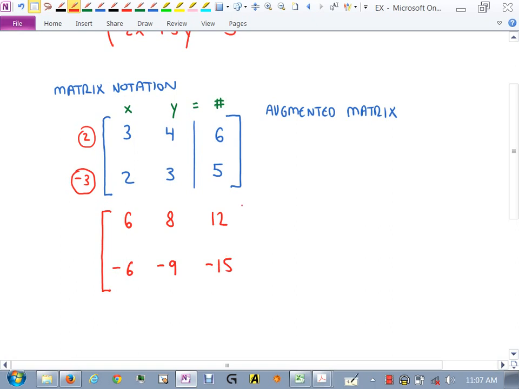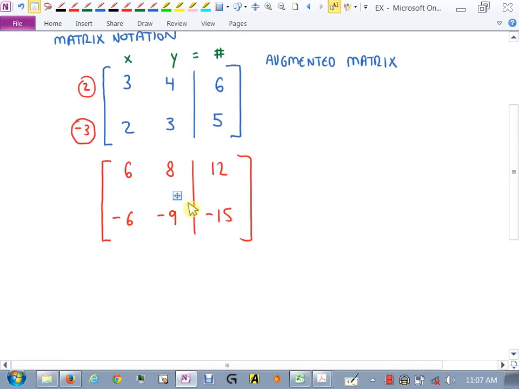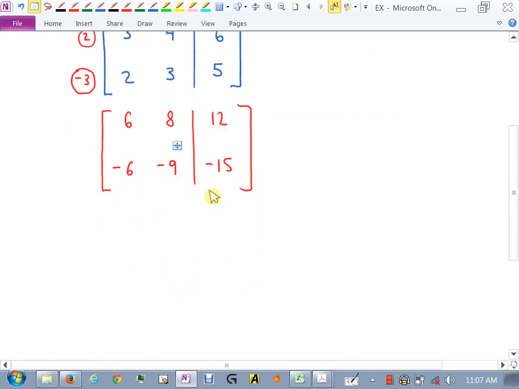Are y'all with me on that? So, I mean, it's really nothing new here. It's just different notation, a different way of writing the same thing we've been writing. And now at this point, we would add those two rows together, wouldn't we? So I'm going to add these two rows together and replace the second row with that. So what's my new second row going to be?